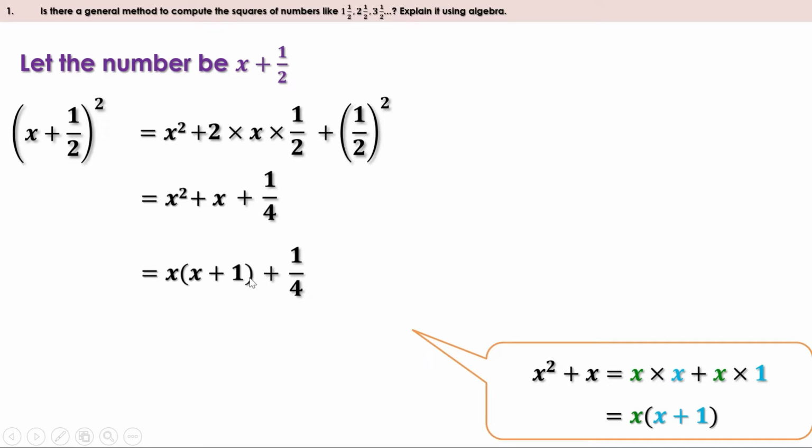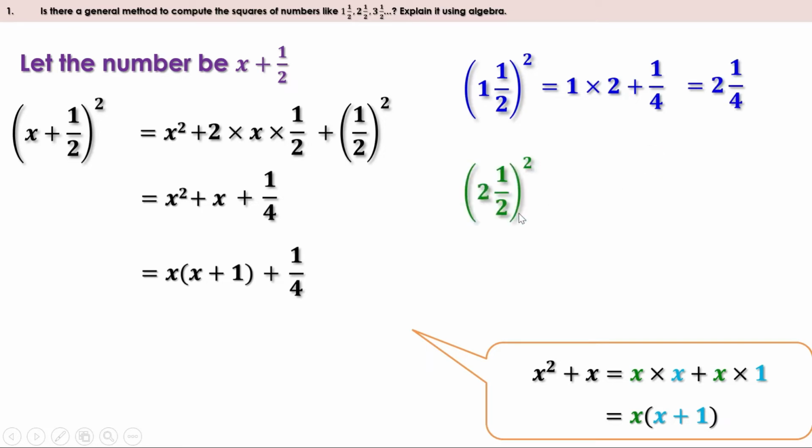Multiply it by the next number and add 1 by 4 to it. That means if you take 1 by 2 square, the number part is 1. What is the next number? 2. Multiply it by 2 and add 1 by 4 to it. That is 1 into 2 is 2. 2 plus 1 by 4 is 2 1 by 4.